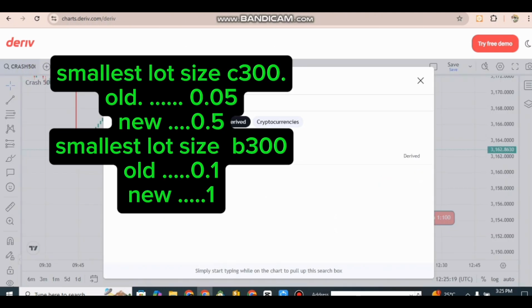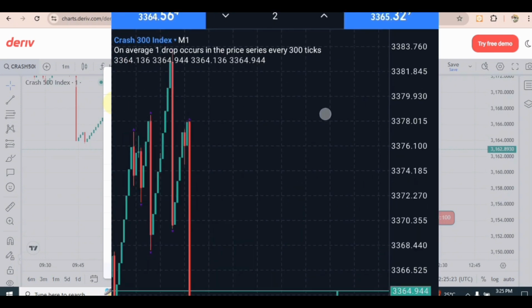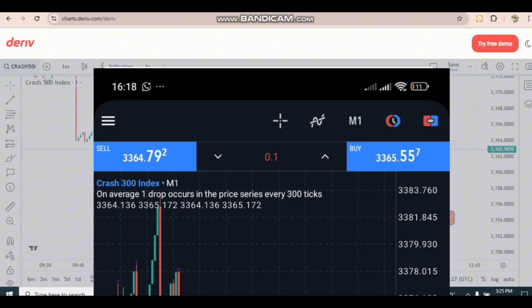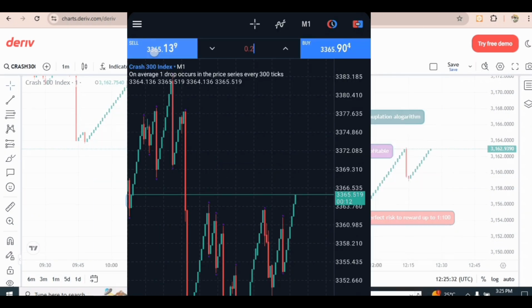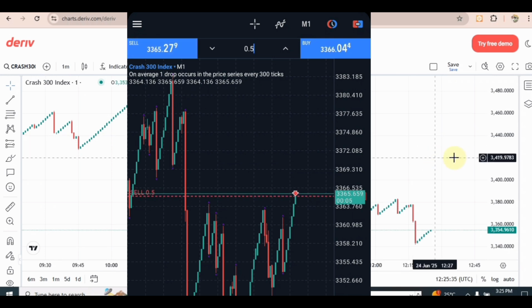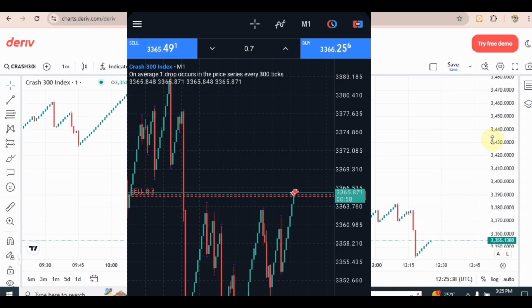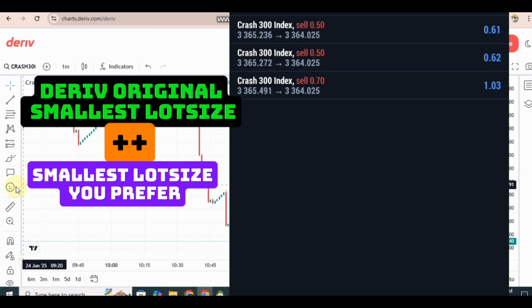Imagine they change the lot size of Crash 300 from 0.05 to 0.5 times 10. Why would they do that? Anyway, this is how it works. For example, this is Crash 300. Under normal circumstances, Crash 300 can only enter a position if the lot size is 0.5, the smallest one. So 0.1, even if you try to enter a position, it can't. Let's say you have a small account and you want to trade 0.2, it can't. 0.05, it can't. And that becomes a disadvantage, because when you use 0.5 and you have a small account like $60, $50, you can blow your account easily. You can't hold even 10 candles. You start panicking.